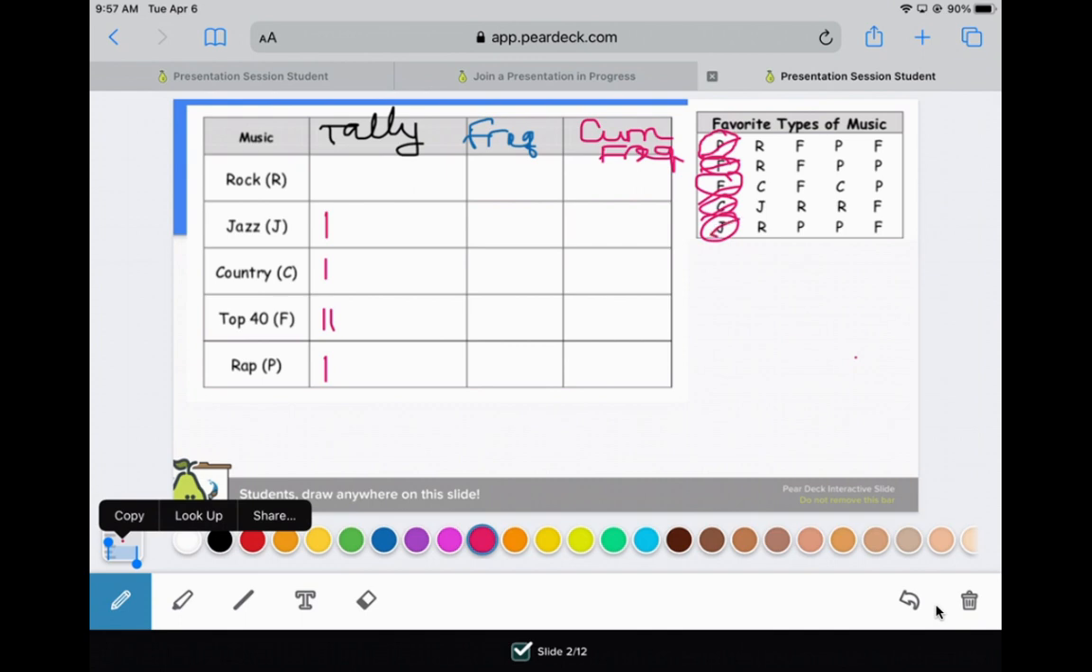So the correct answer would be, I'm just going to give you the correct answers, because I think for the one who started it, you did well. So the first one for rock music is 5, and the cumulative is also 5. Jazz, the tally mark is 2, the frequency is 2, the cumulative is 7.